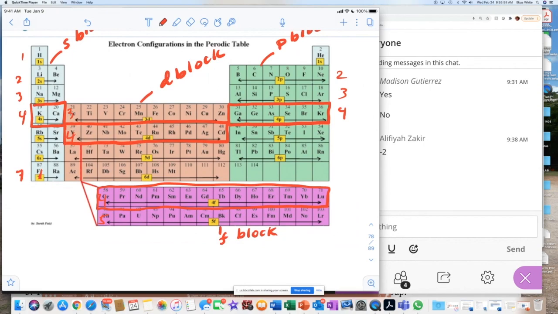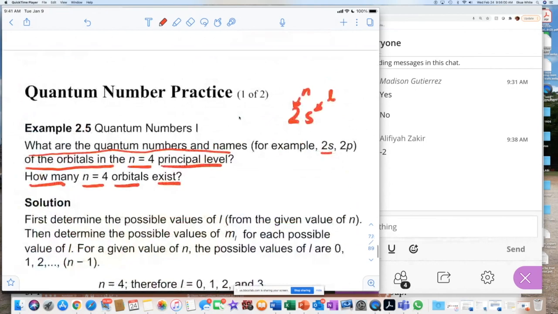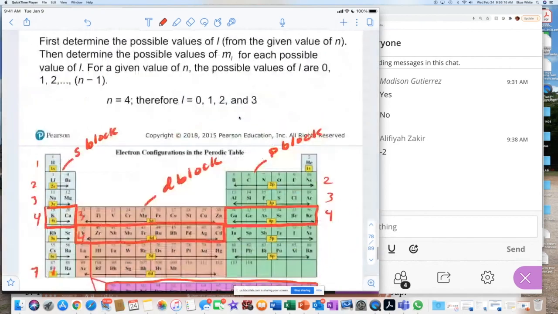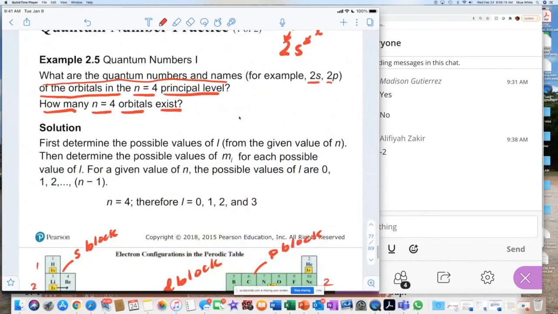So what I'm seeing here for the first question, write it in this form. I can write it that way. It's going to be 4S, 4P, right? 4D, and 4F. Because they said to write it that way, in that format, the quantum numbers and the name in this format here. So I just went ahead and answered the first part. This part here got answered.